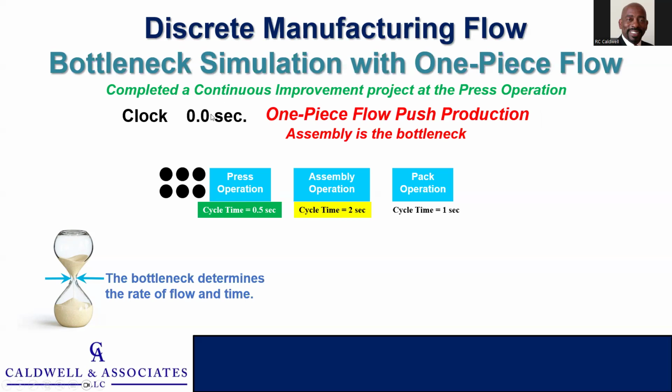So since we got a half a second there, we're gonna have parts coming off in a half a second. So we got to change our clock from a second to a half a second. So now we're gonna go on. We're gonna start with one in the press, just like we did in other two simulations. And at a half a second, we got one coming out of the press. So that's good. Now we got one going into assembly.